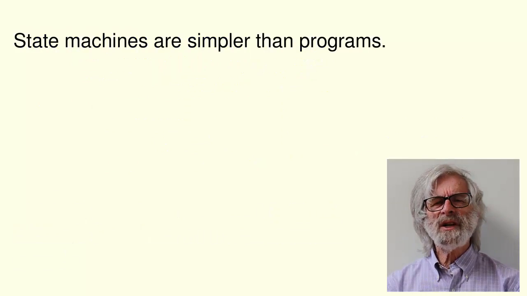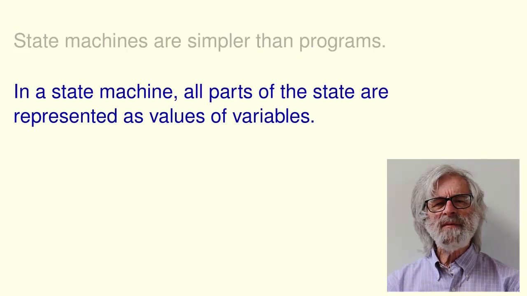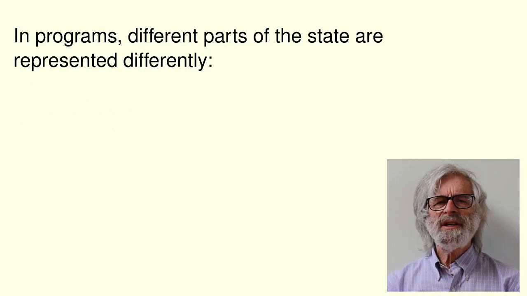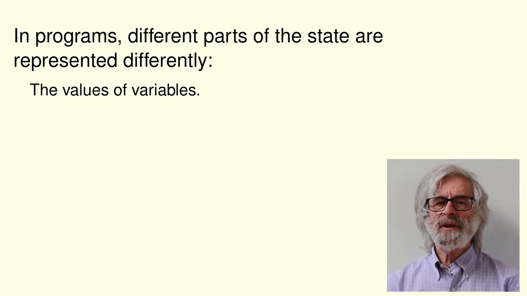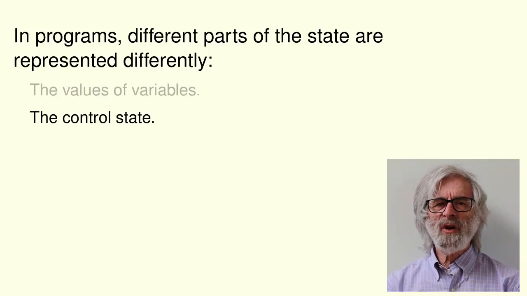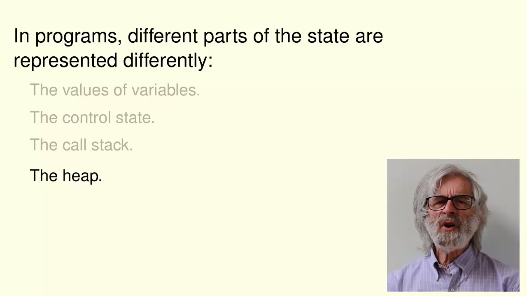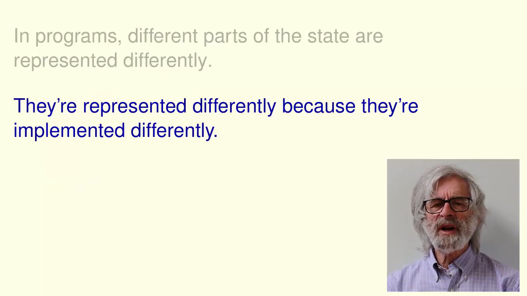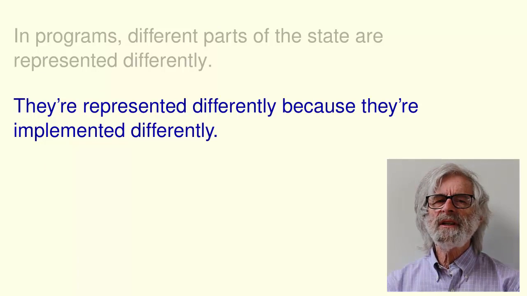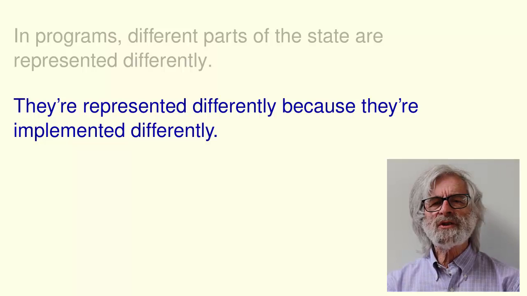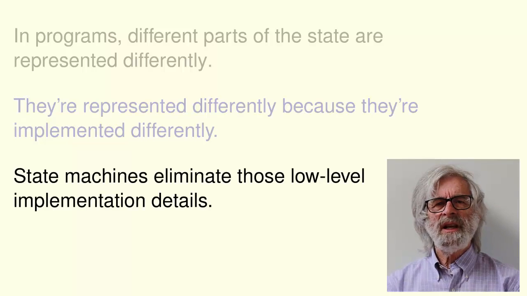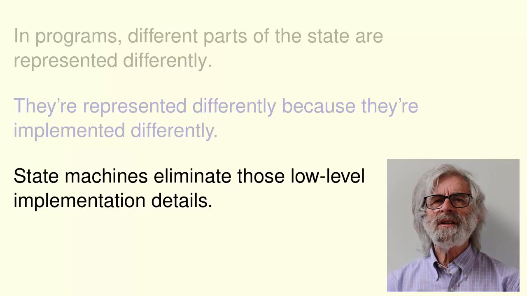State machines are much simpler than programs. In a state machine, all parts of the state are represented the same way as the values of variables. In programs, different parts of the state are represented differently. There are the values of the variables, there's the control state, there's the call stack, there's the heap, etc., etc. Those different parts of the state are represented differently in programs because they're implemented differently. State machines eliminate those low-level implementation details. State machines provide a single, simple abstraction.